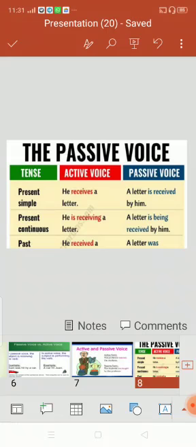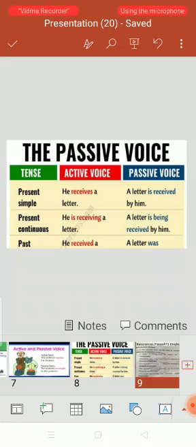So the continuous form is shown with the addition of being. A letter is being received by him. In the simple past tense: he received a letter, and the passive is: a letter was received by him.